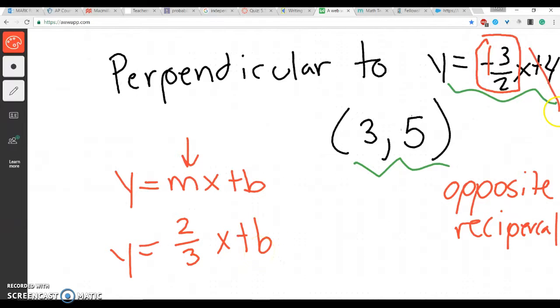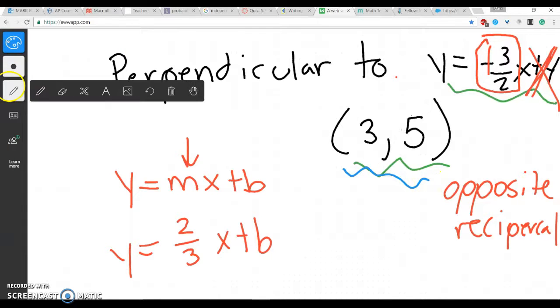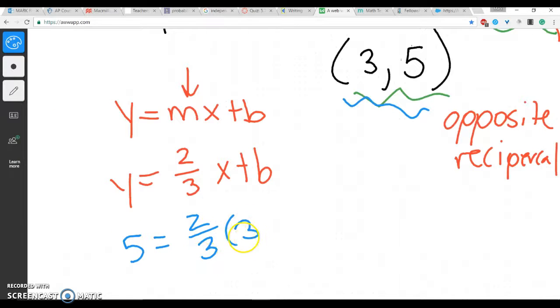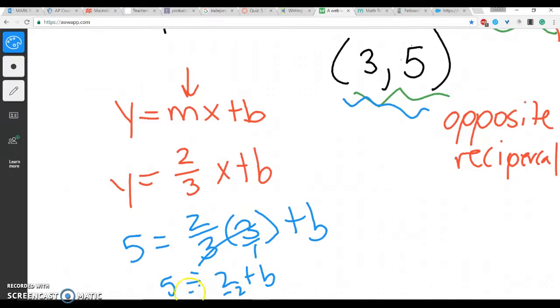And again, this y-intercept means nothing. That isn't going to be my value. I'm going to use my point to figure this out, so we're going to plug that point in. When I plug that point in, I'm going to have 5 equals 2 over 3 times 3 plus b. Well, that's really 3 over 1. The 3's would cancel, and I'd have 5 equals 2 plus b, minus 2, and b would equal 3.